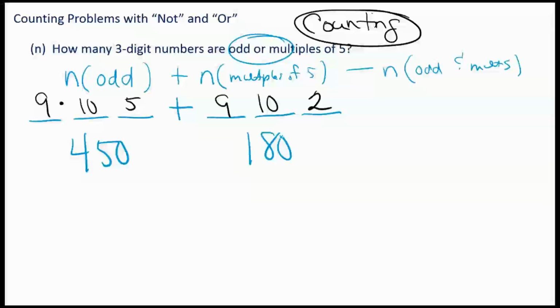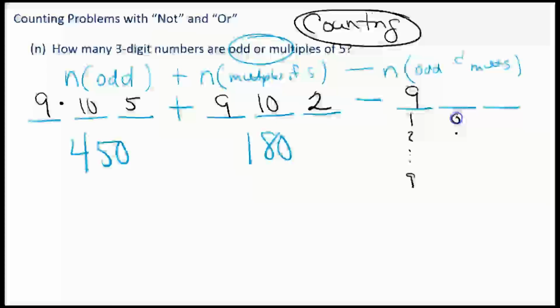But now here's the deal. We've got to subtract out the intersection. There's probably numbers that I'm counting here and here, right? Are there numbers that are both odd and multiples of 5? Well, sure there are. How do we build them? Okay, well, it's a 3-digit number. So the first digit can be anything 1 through 9, so there are 9 possibilities. The second number can be 0 through 9, so 10 possibilities.